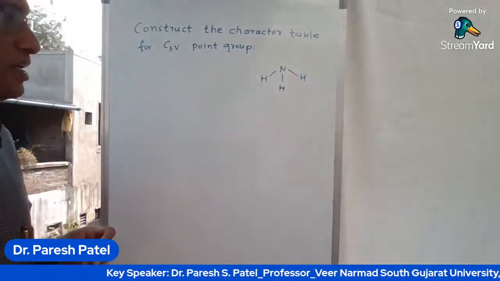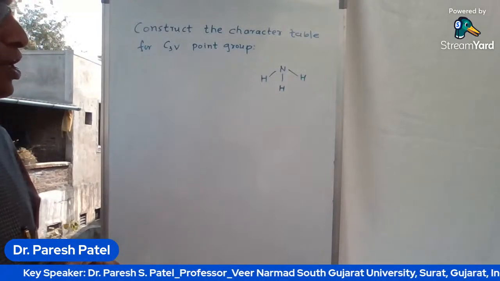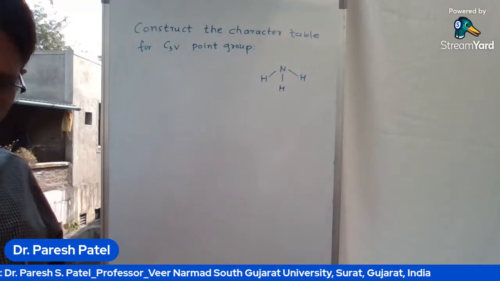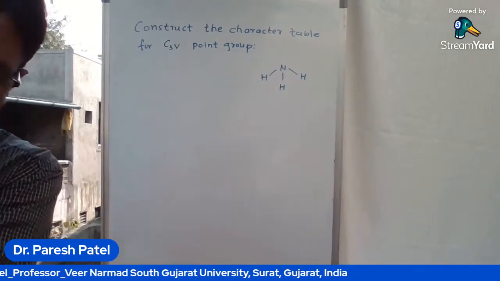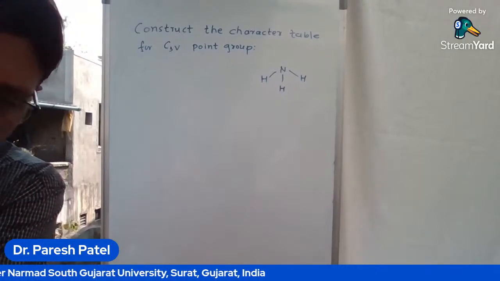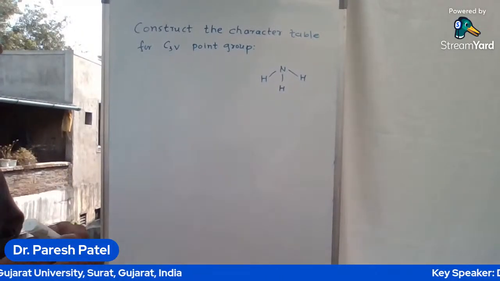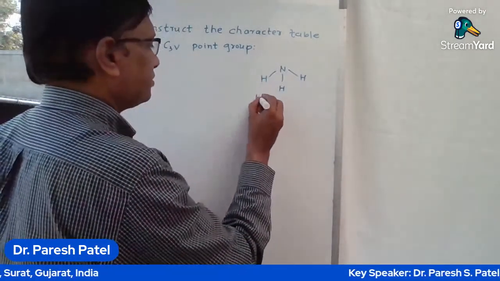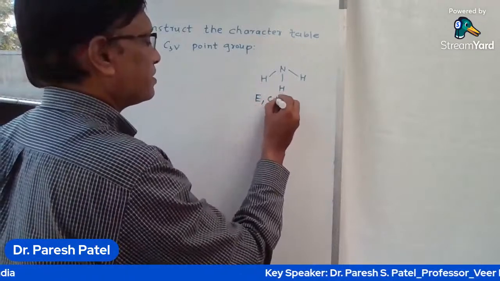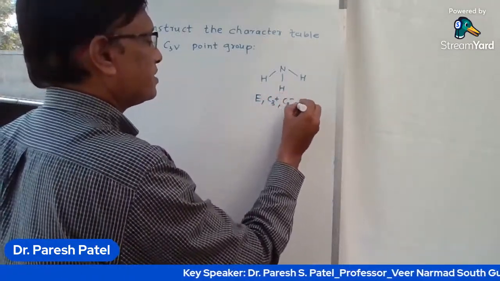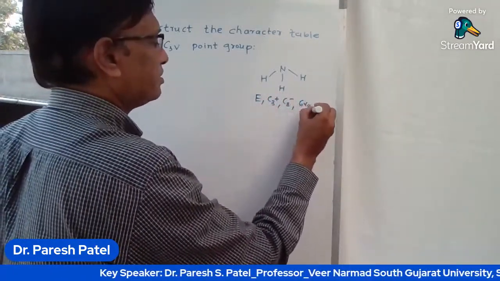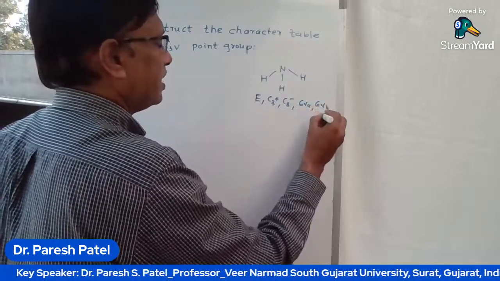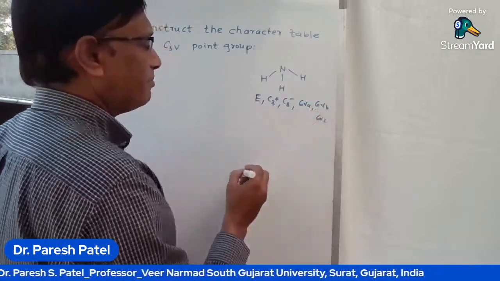Let us consider the ammonia molecule. It belongs to the C3V point group. It consists of E, C3 plus, C3 minus, sigma Va, sigma Vb, and sigma Vc symmetry elements.